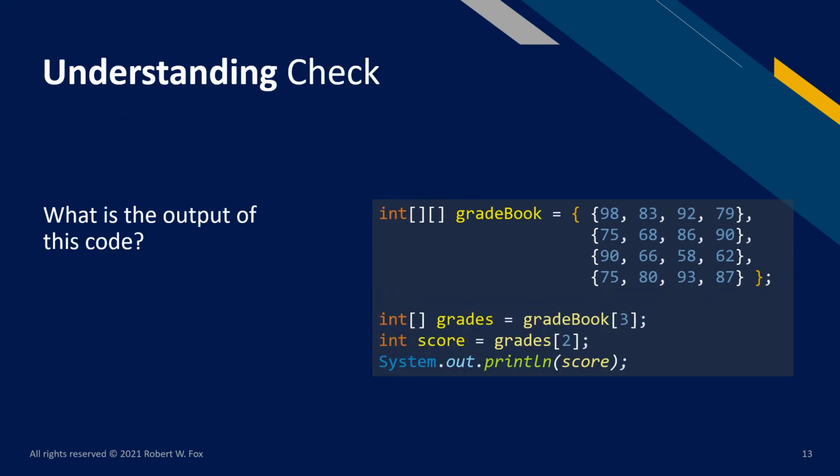Time for an understanding check. This understanding check is really geared, again, toward that abstract idea of a two-dimensional array being an array of arrays. I've got my gradebook created with my initializer list, and then I have some code below that prints a value at the end. I just want to know what value gets printed. So pause the video, and when you're ready, restart, and we'll chat about the answer.